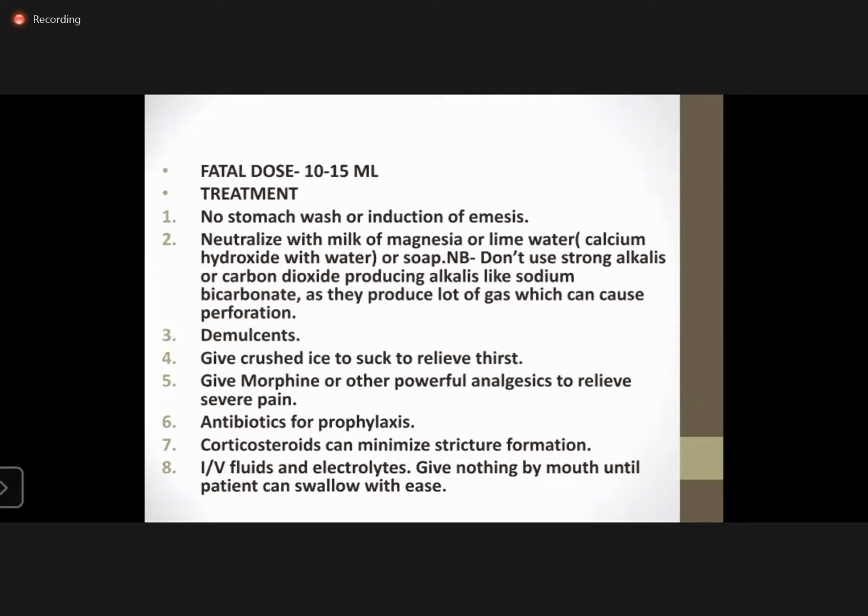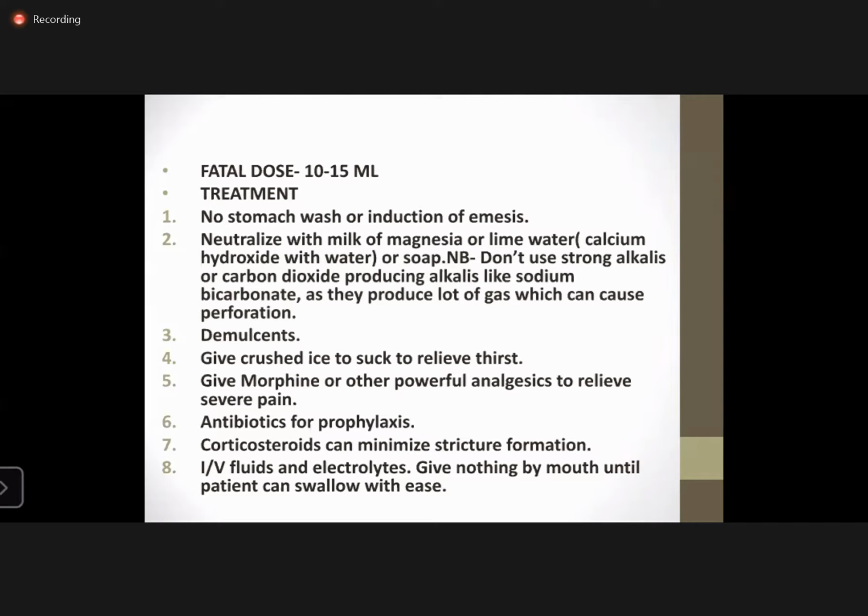Similarly, alkaline carbonate, sodium carbonate, is contraindicated as it produces a lot of gas, mainly carbon dioxide, which will lead to abdominal distension and perforation. Similarly, strong alkalis are also contraindicated because they also produce an exothermic reaction, and the mucous membrane of the stomach will get perforated. So gastric lavage, emetics, and strong alkalis are all contraindicated.